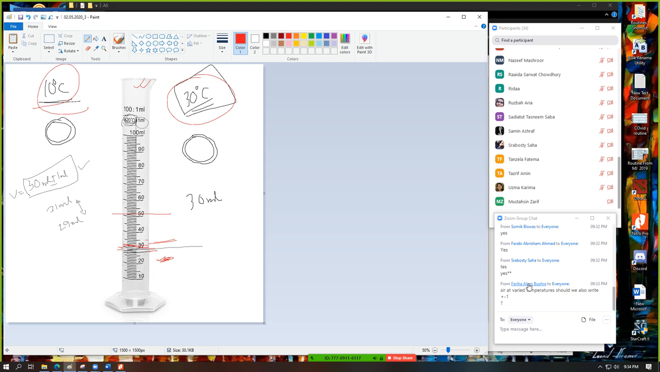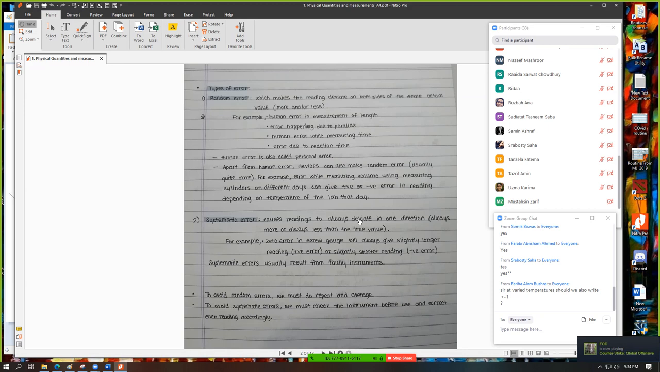Just wait a minute. So, this is the type of error that you call systematic error, which is typically introduced from the device. So, that's what we have defined over here. Causes readings to always deviate in one direction, always more or always less than the true value. For example, zero error in a screw gauge will always give slightly longer reading for positive error or slightly shorter reading for negative error. You have micrometer screw gauge zero error, you have studied it, not everyone?